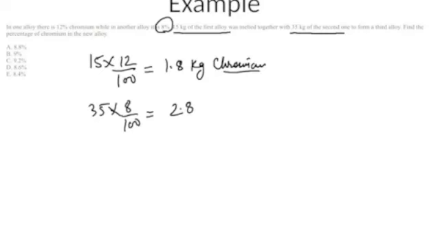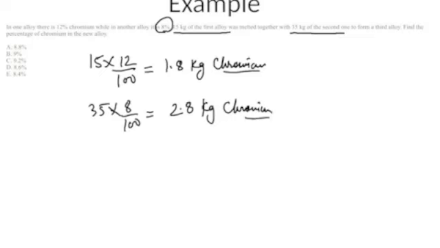12% chromium in one alloy, while in another alloy it is 8%. 15 kg of the first alloy. So in 15 kg, there is 12% chromium, so that becomes 1.8 kg of chromium. And 35 kg of the second alloy has 8%. So that becomes 2.8 kg of chromium.